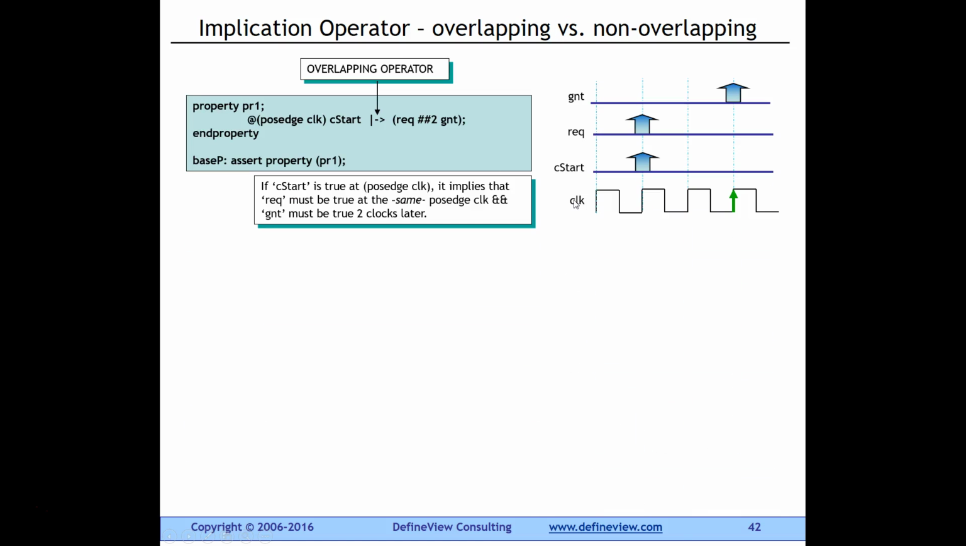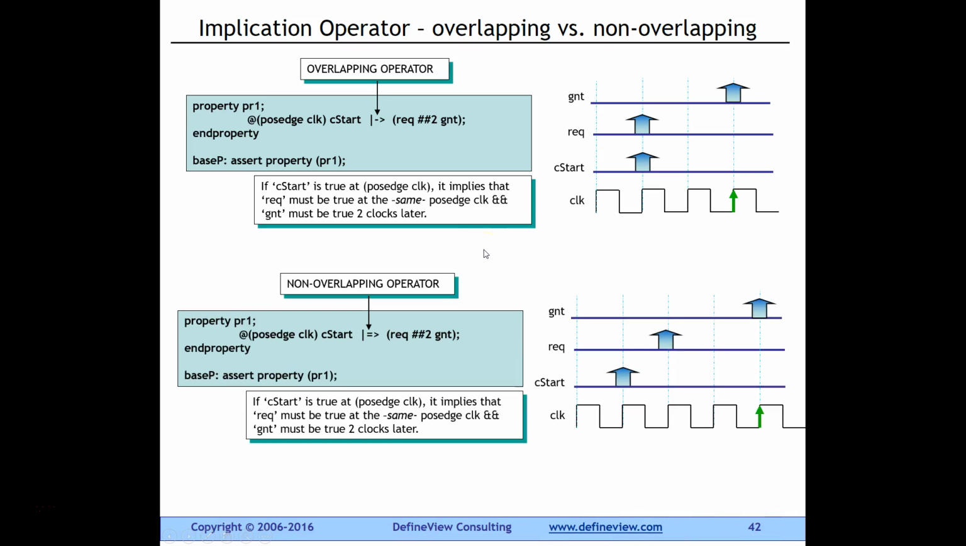Again, going back to the implication operator. Like I said in a previous slide, this single dash here is the symbol for overlapping operator. And overlapping means that whenever the antecedent fires, the consequent starts executing or starts firing at the same sampling edge, which is posedge of clock here. As you can see in our example, this implies that whenever c_start is high, the request must be high. And then 2 clocks later, grant must be high.